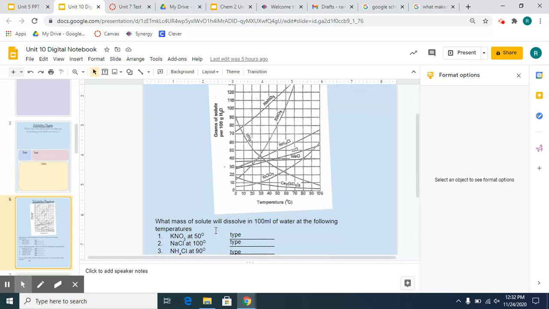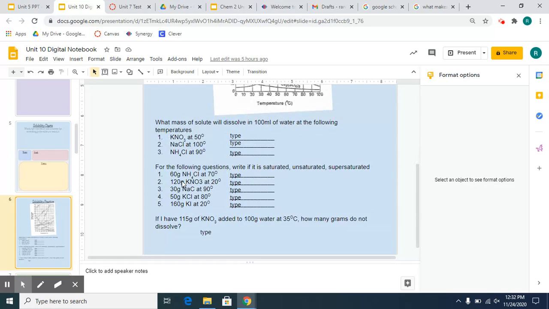So here at 50 degrees, where does it touch the line? So we'll go up till we get to KNO3. Well, that's 80 grams. So your answer for that would be 80 grams because that's where it touches the line at 50 degrees Celsius. So that's what you do for those 3 questions.